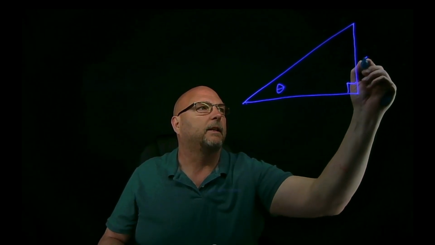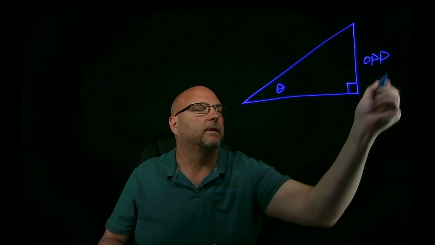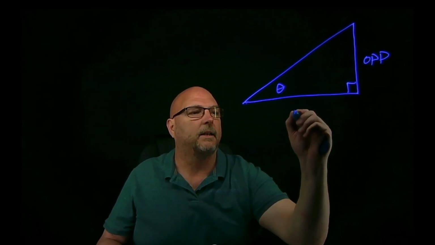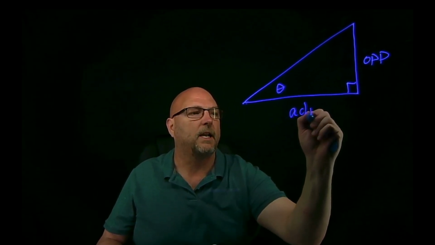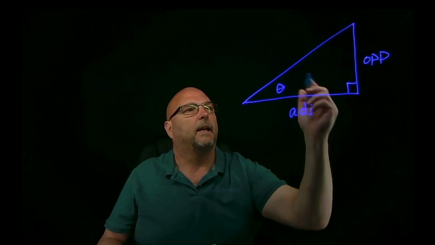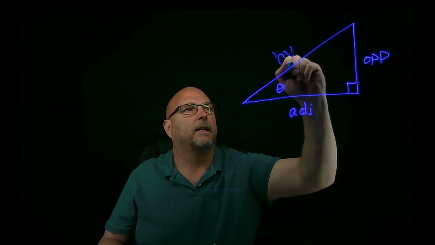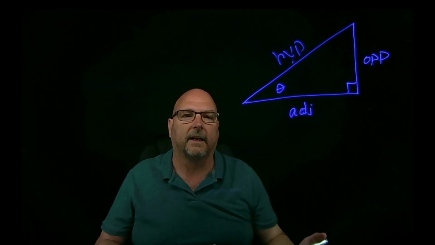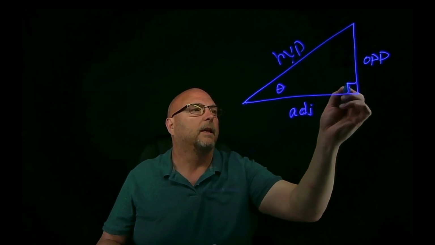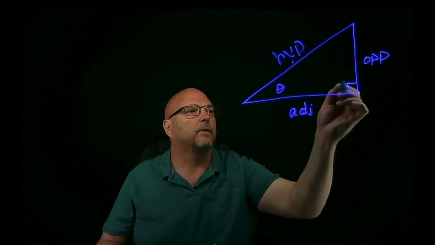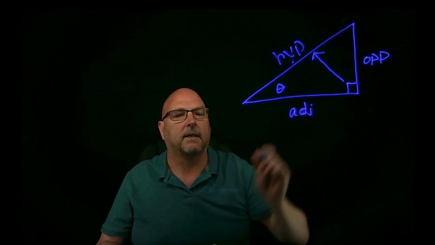And opposite the angle theta, we have the opposite side. And next to it, we call that the adjacent side. And of course, the hypotenuse, that is the longest side of any right triangle. And we know this because the right angle kind of points at the hypotenuse.